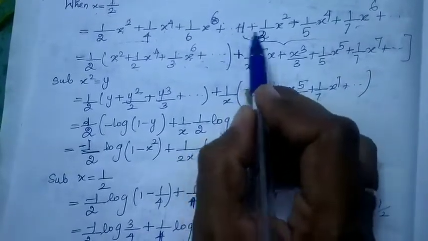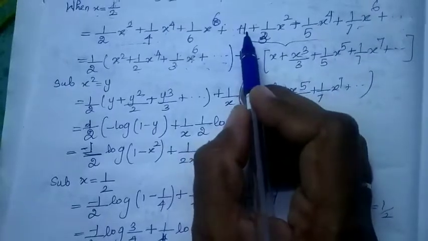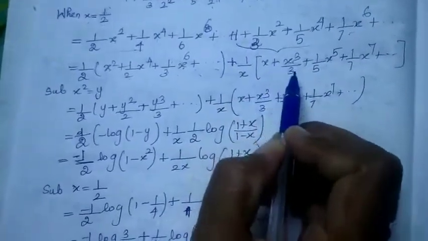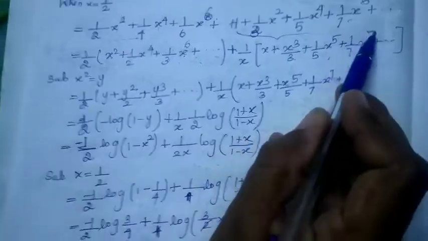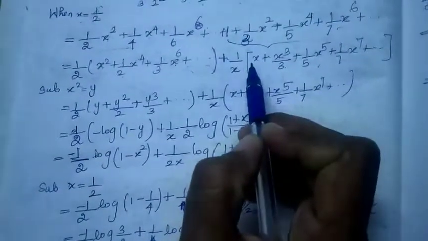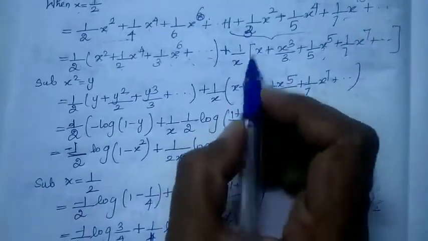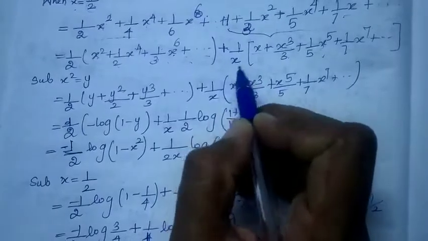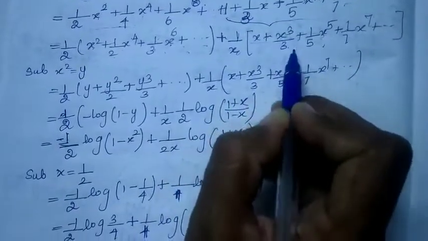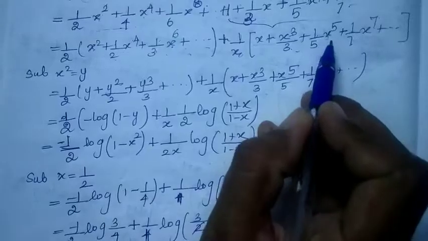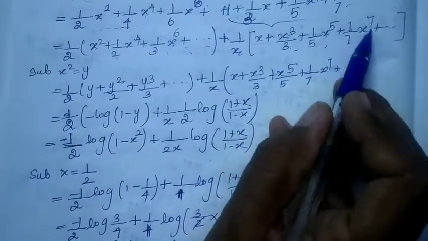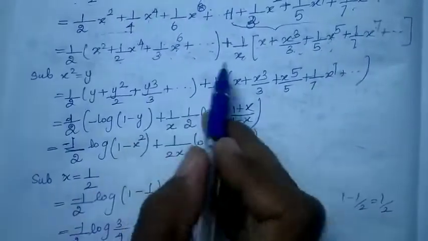So I am going to multiply by x here. When you multiply, you will get x plus x cube by 3 plus x power 5 by 5 plus x power 7 by 7. So you have multiplied by x. Now you have to divide. So I am dividing by x also. So 1 by x into x plus x cube by 3 plus 1 by 5 x power 5 plus 1 by 7 x power 7 plus etc. Right, so this is what we get.